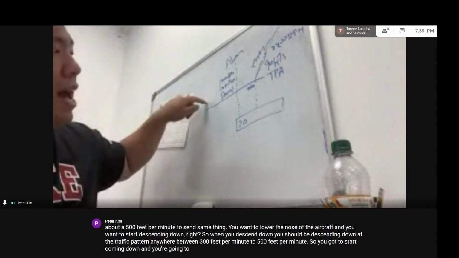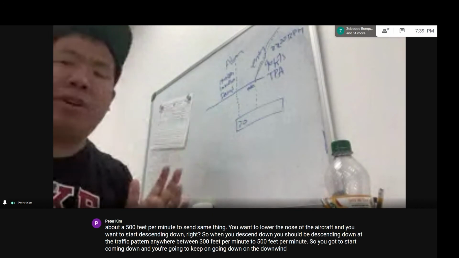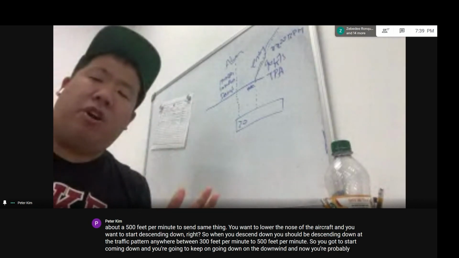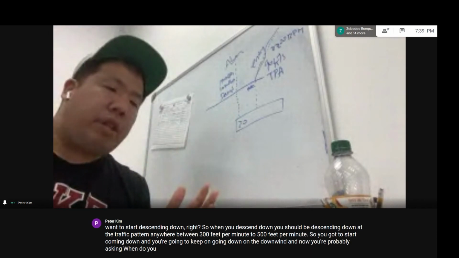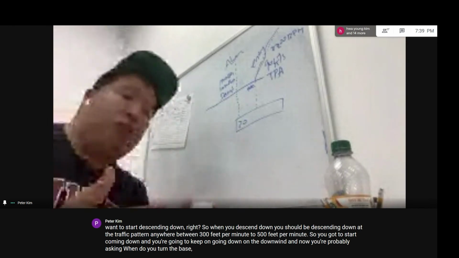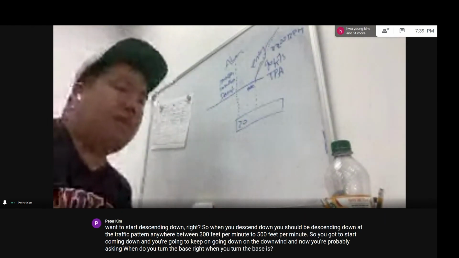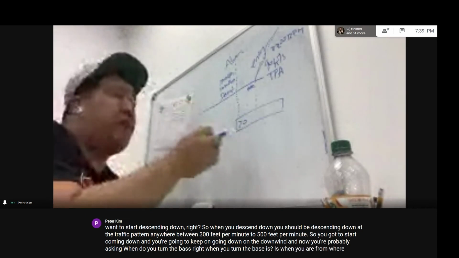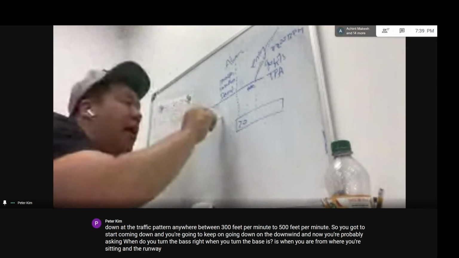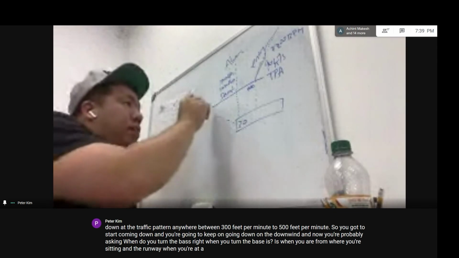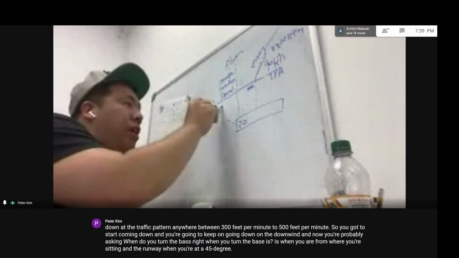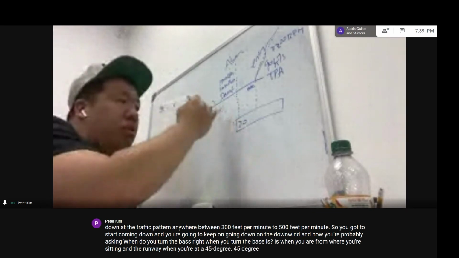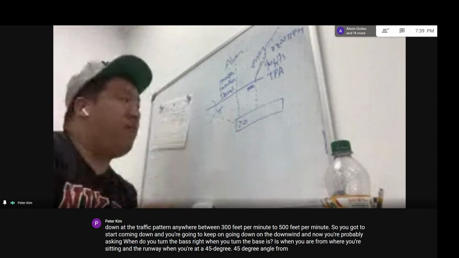And you're going to keep on going down on the downwind, and now you're probably asking, when do you turn? It's when, from where you're sitting and the runway, you're at a 45 degree angle from the intended point of landing.